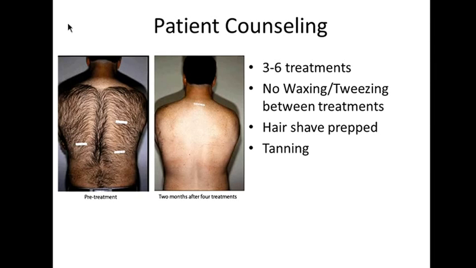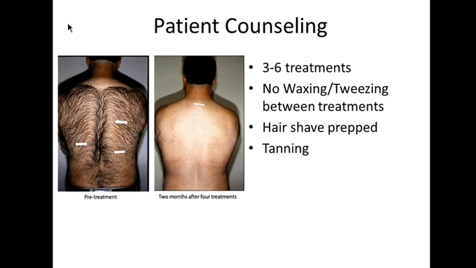So who's the best candidate? What do we talk about with the clients when they come in? We talk about that there are going to need to be multiple treatments, usually about 3 to 6, especially for those coarser areas like the back. We can have the opportunity for 3 to 6 treatments, usually spaced about anywhere from 4 to 8 weeks apart, depending on how fast the hair is growing.